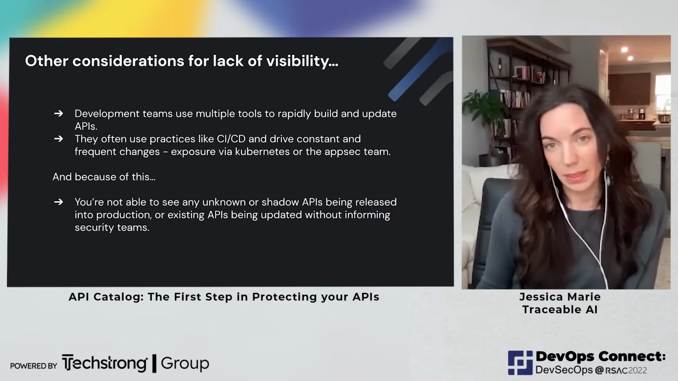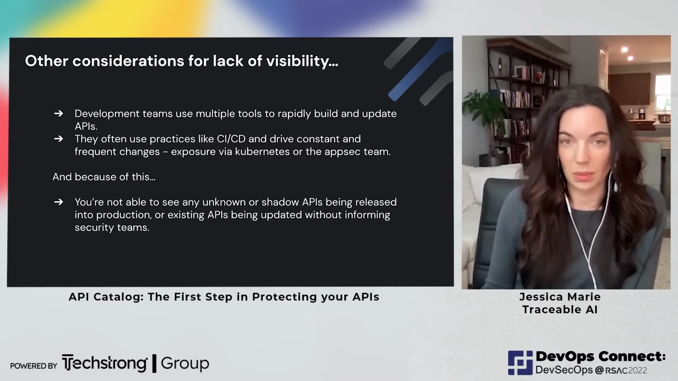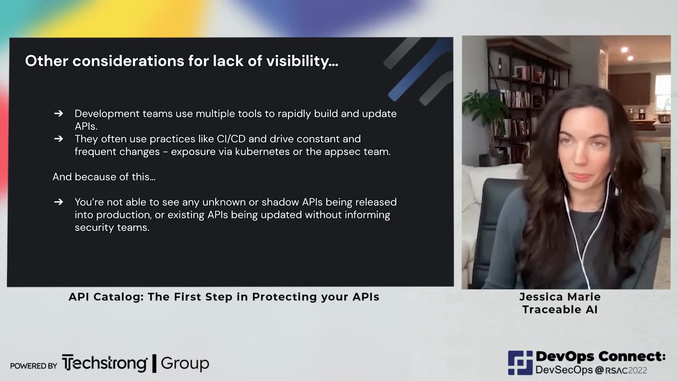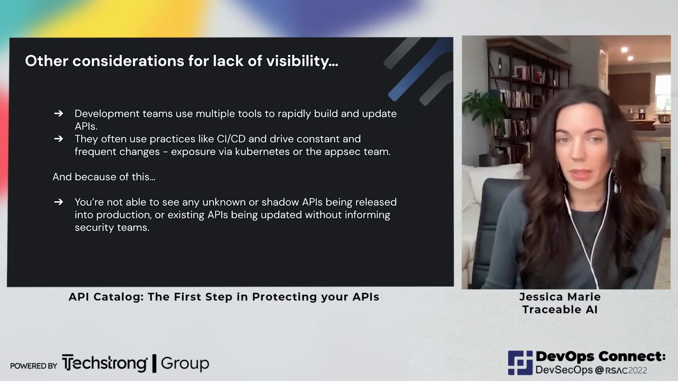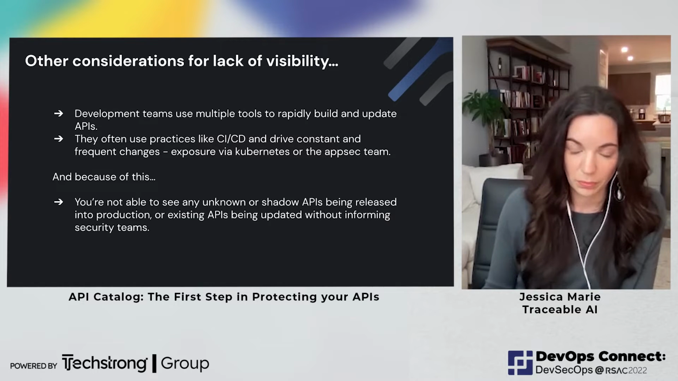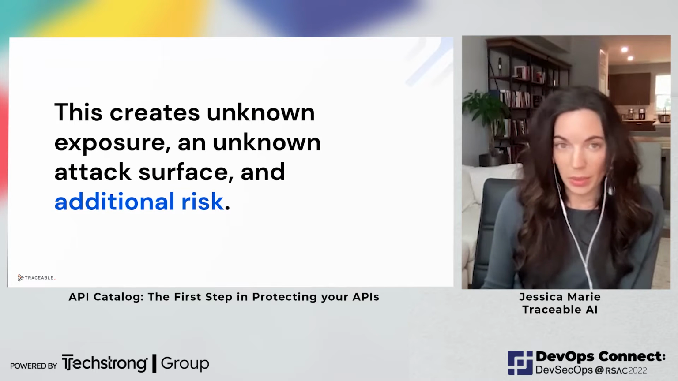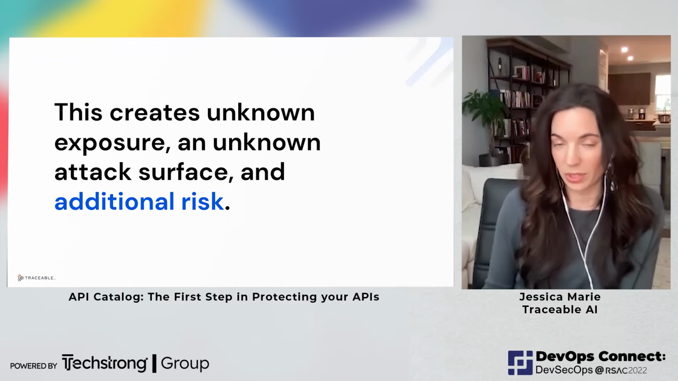And if we look at solutions like API gateways, ingress controllers, sidecar proxies, they can enable some pretty effective management of intra-cluster API architectures, but they're not sufficient when it comes to managing inter-cluster API sprawl. And what this does is that it creates unknown exposure, an unknown attack surface, and therefore additional risk.